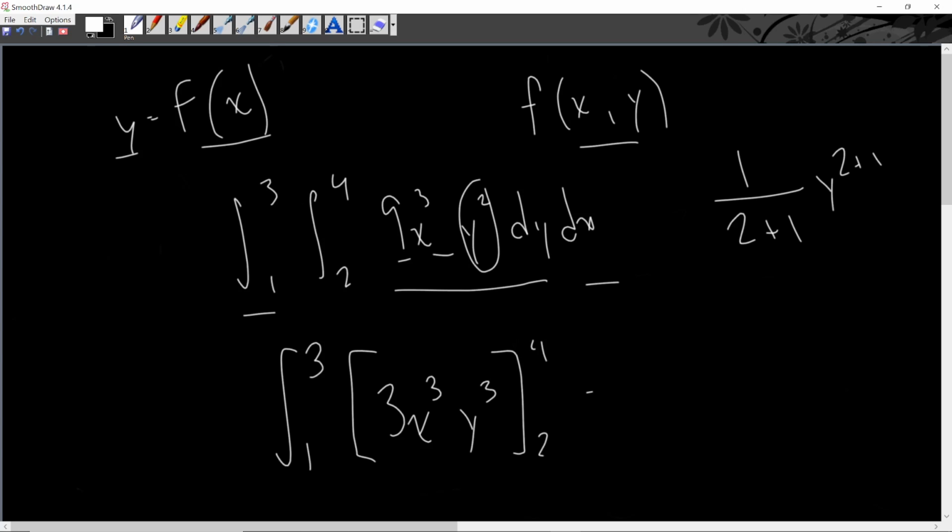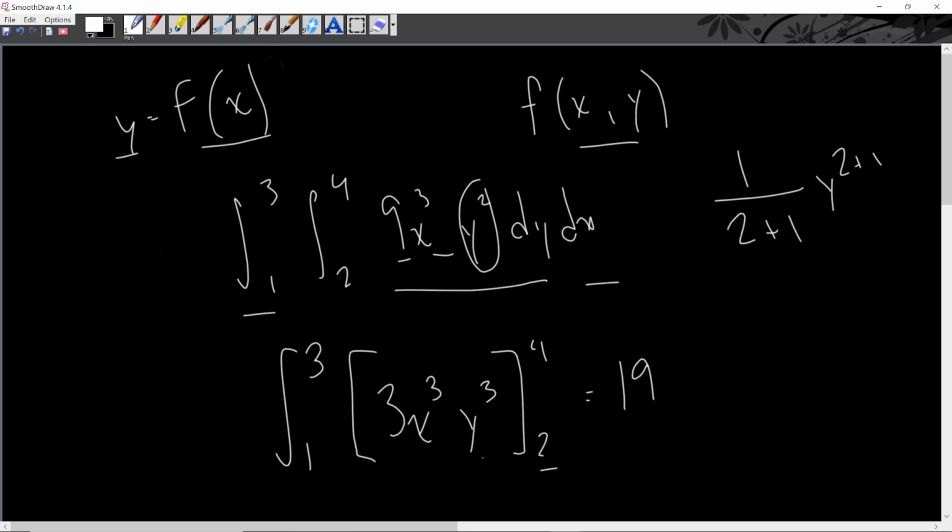So from here, let's just plug in what we have. 4 cubed, let's see, 64. Yeah, that sounds right. 64x cubed minus 24, so 2 cubed is 8 times 3 is 24. Then 64 times 3 is, I should know this off the top of my head, 192? Yeah, 192.